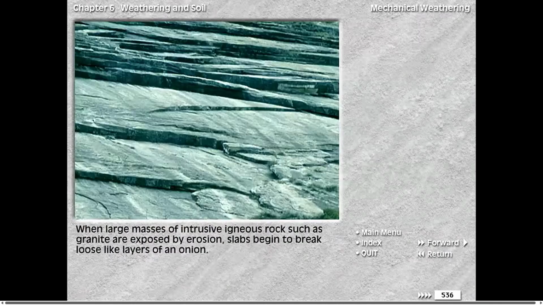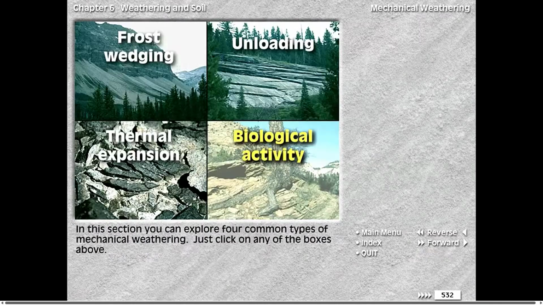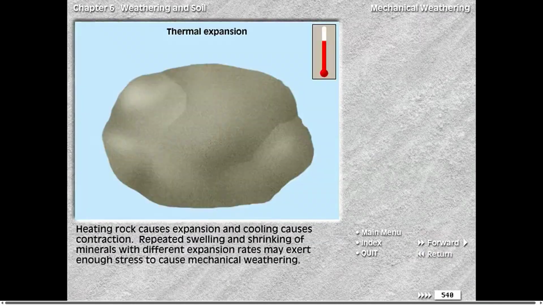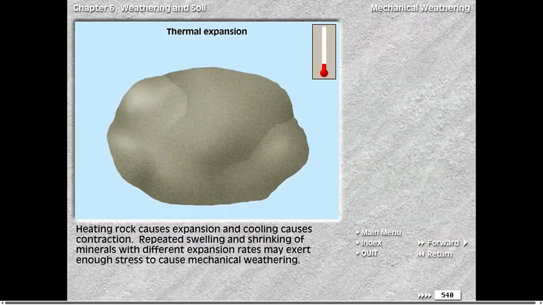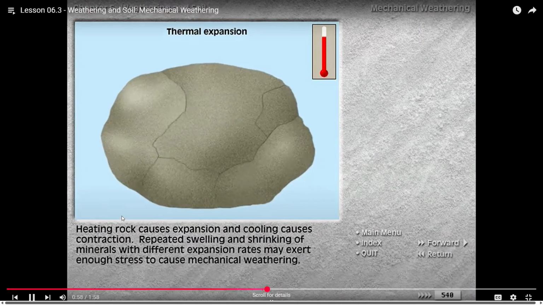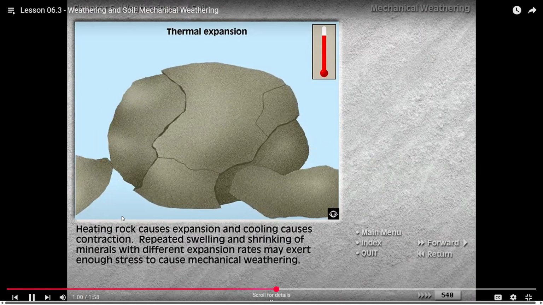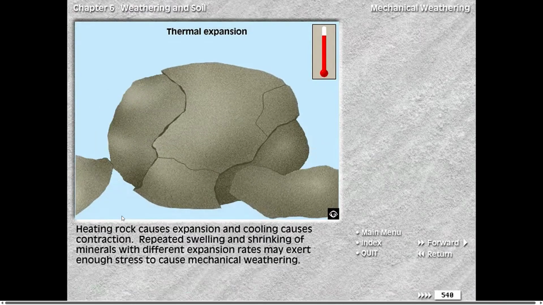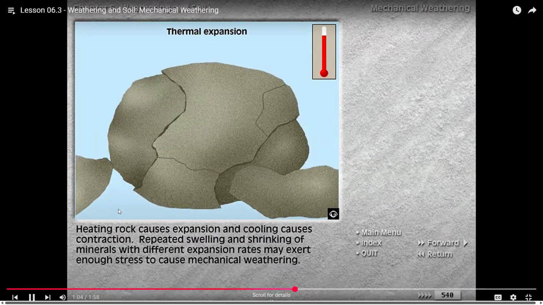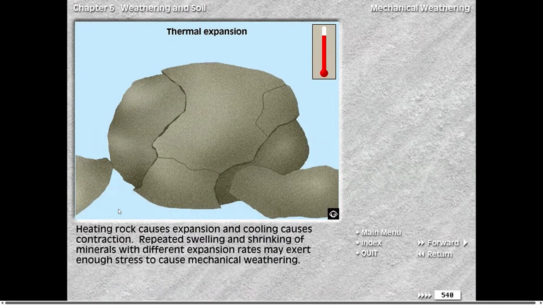When large masses of intrusive igneous rock, such as granite, are exposed by erosion, slabs begin to break loose like layers of an onion. Heating rock causes expansion, and cooling causes contraction. Repeated swelling and shrinking of minerals with different expansion rates may exert enough stress to cause mechanical weathering.